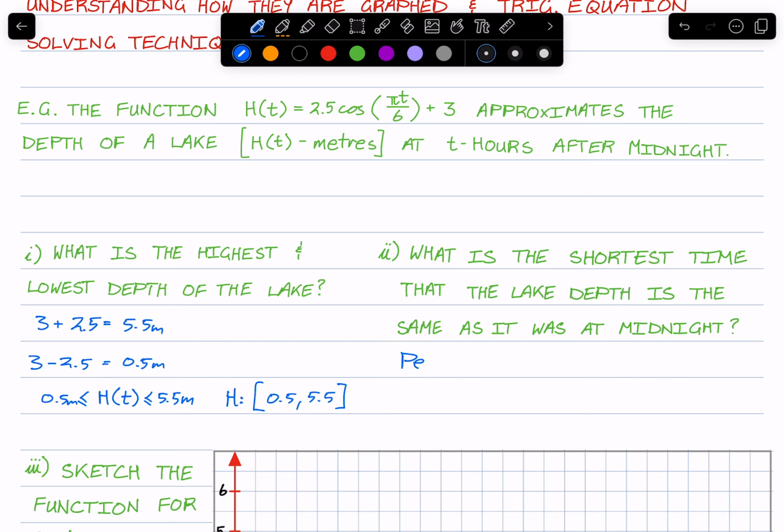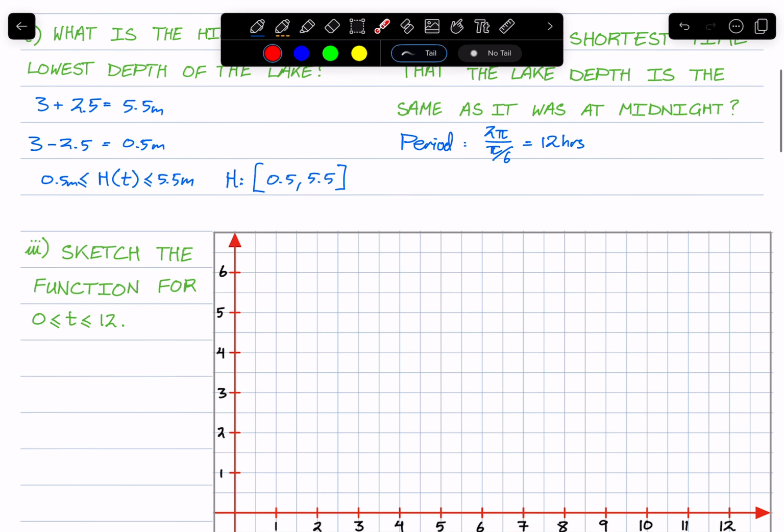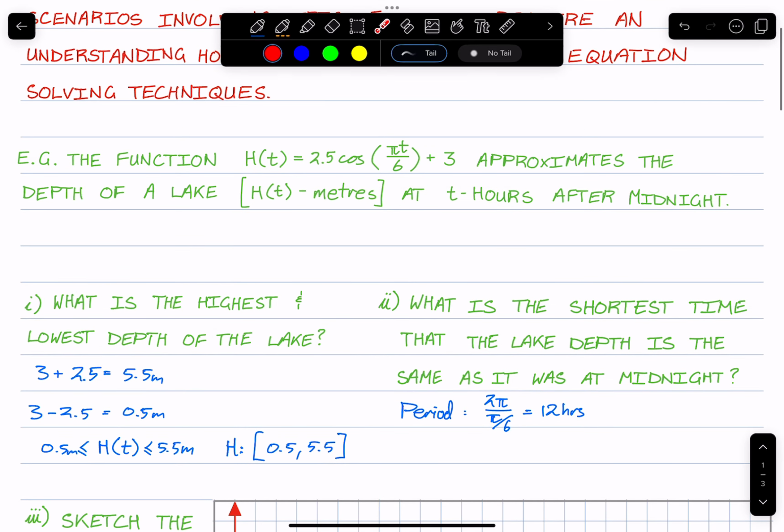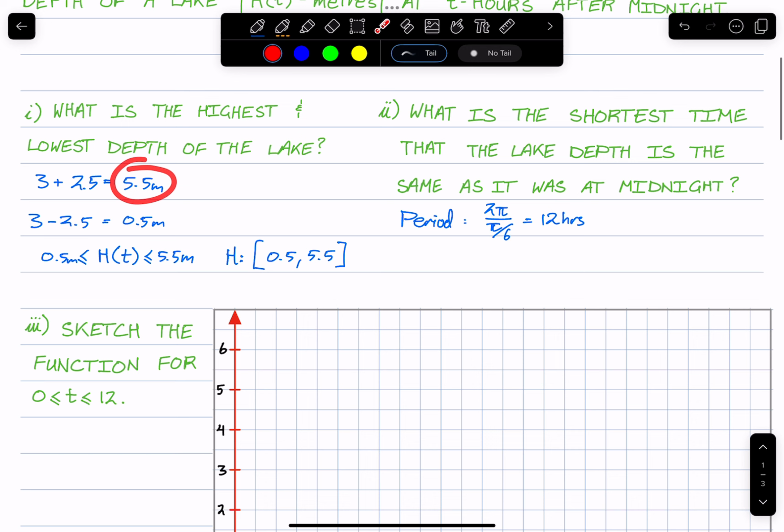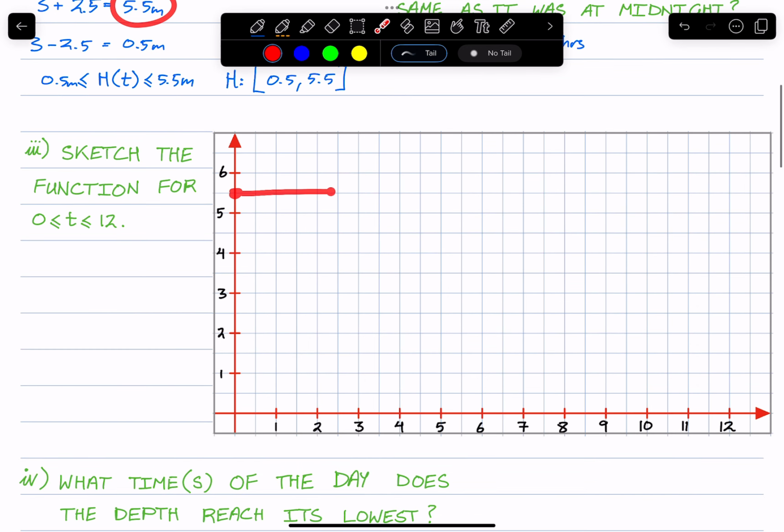So to find the period, since normally it finishes at 2 pi, but we are horizontally translating it by this function here, that's going to be divided by pi on 6. So this is going to become 12 hours. So the period is 12 hours. So if this function started at 5.5, which would be here, after 12 hours passing, it will be the same height.